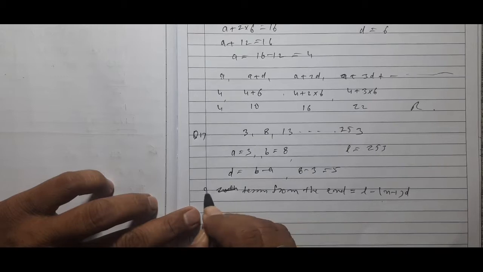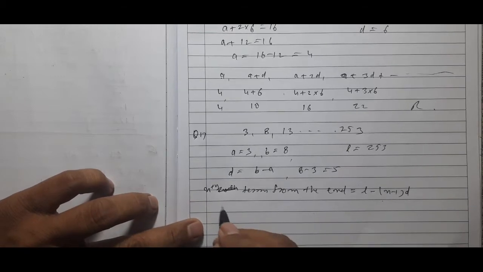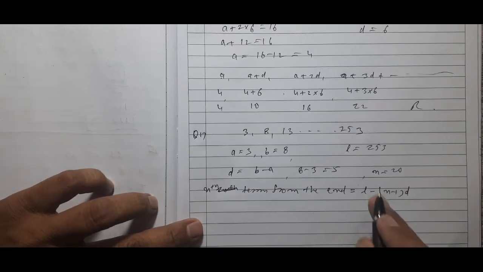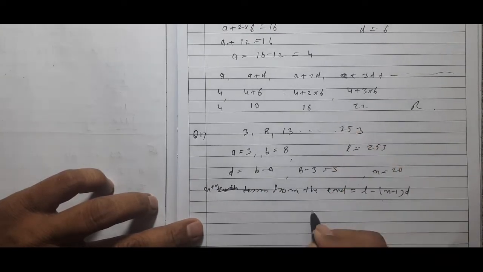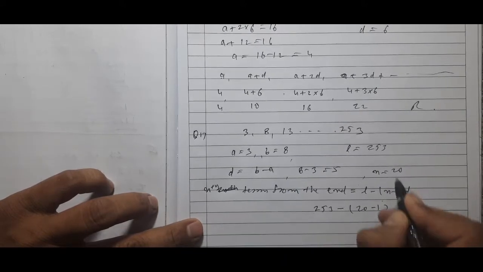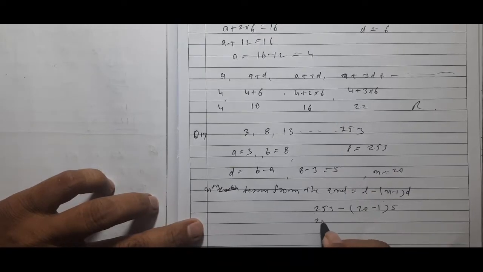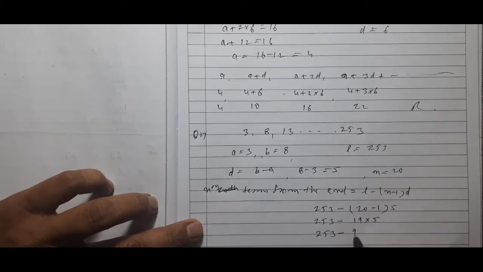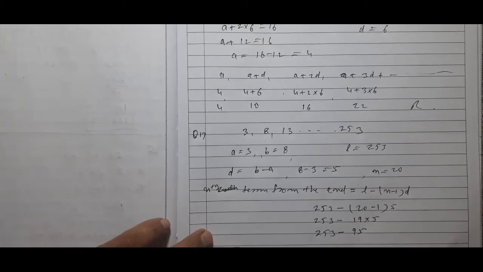Okay, nth term. So we have to find the 20th term, so n value is 20. So L value is 253 minus n value 20 minus 1, D value is 5. Okay, so 253 minus (20 minus 1), 19 into 5. 253 minus 19 times 5, which is 95. Okay, so the answer is 158. So the 20th term from the last is 158. This is the answer.